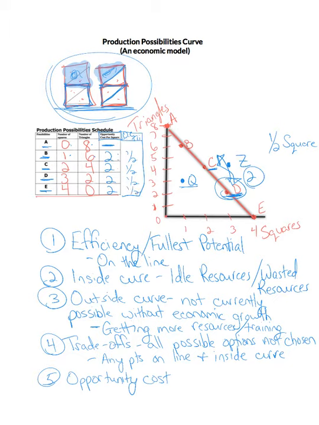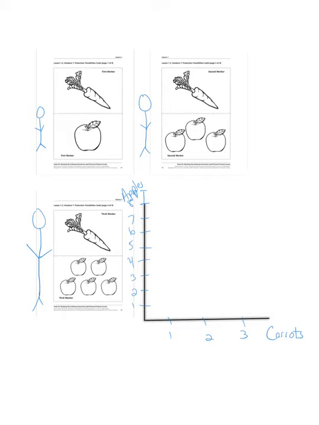Okay, so this hopefully makes sense, and this is a nice, neat, lovely little line. But here's the problem: it's not always so nice and neat, because sometimes your resources are not equally suited for both items. And so, for example, let's say that instead of producing squares and triangles, what if we're talking about carrots and apples?